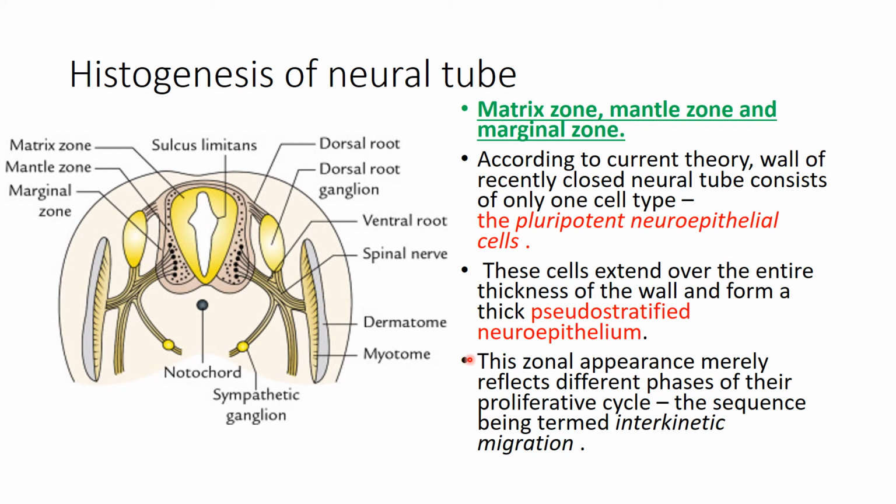The zonal appearance of the matrix, mantle and marginal zone is because of the proliferative cycle that is happening of the pluripotent neuroepithelial cells, and this sequence is termed interkinetic migration. The cells migrating from the inner aspect of the neural tube towards the surface of the neural tube is called interkinetic migration.